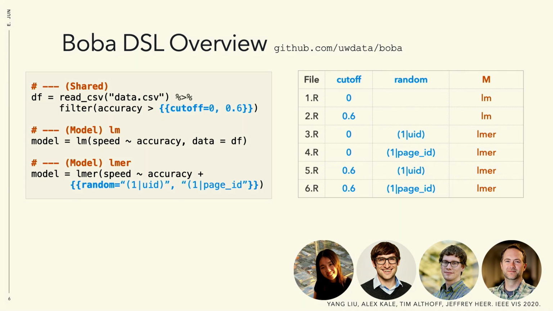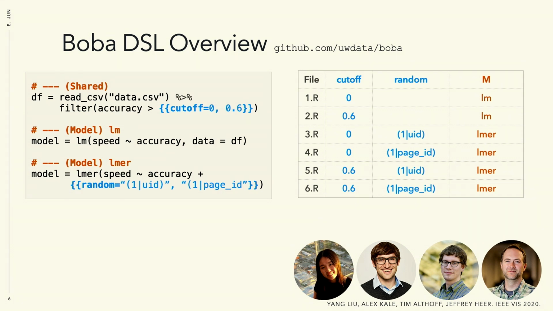The first, on the left-hand side, is an R script using BOBA. Importantly, BOBA is designed to be language agnostic, so we can use BOBA with R, Python, Julia, whatever your favorite language is. There are three key decision blocks. The top is a shared block for filtering data, and the bottom two decision blocks are different statistical models. The second one is a linear model, and the third decision block is a linear mixed effects model.